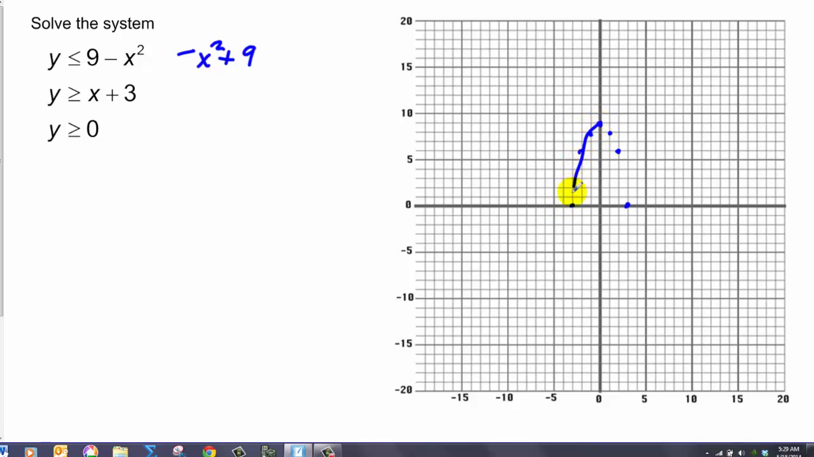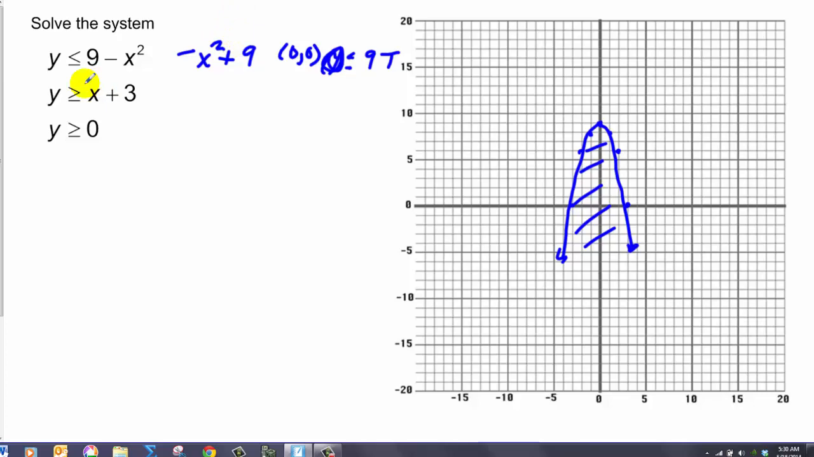I'll still take in this problem and pick a sample point of 0, 0. Doing that, I get 0 is less than or equal to 9. And that's a true statement. So since 0, 0 is less than or equal to 9, I shade inside that parabola.